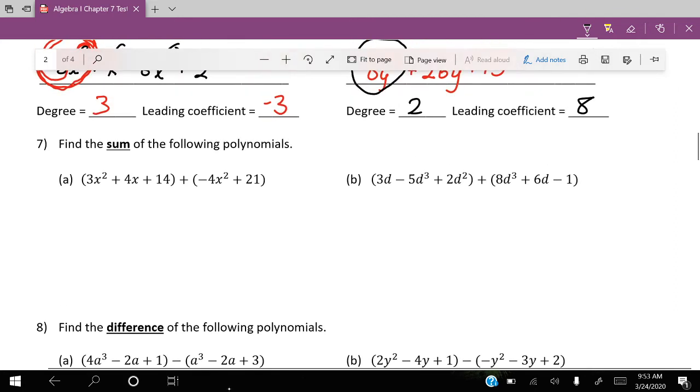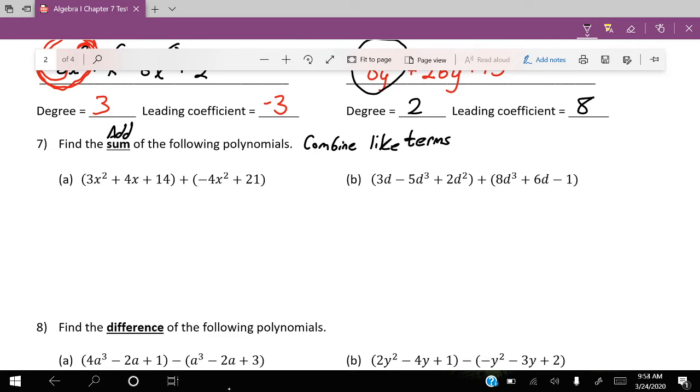Really, what sum means is add them up. Find the answer of addition. Find the sum of the following polynomials. So what this means is combine like terms. When we're doing addition of polynomials, and only addition of polynomials, we can actually ignore the parentheses. So I'm going to rewrite this entire problem, 7a, without parentheses.